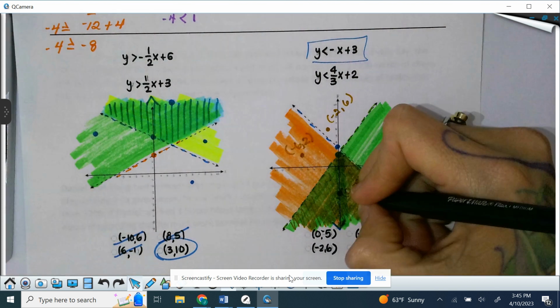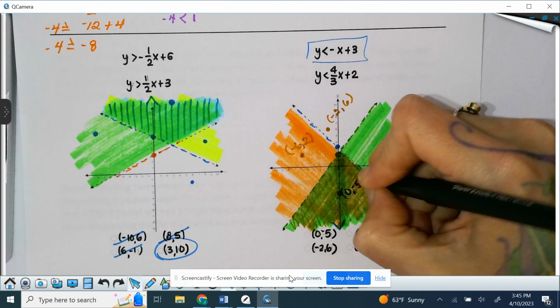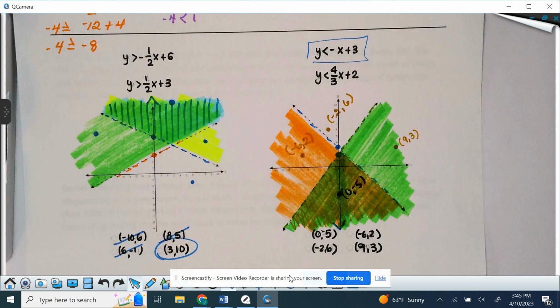Yep, 0, -5 is the solution. Good. Why is 0, -5 the solution? Yes, because it's in the overlap. All right, beautiful.